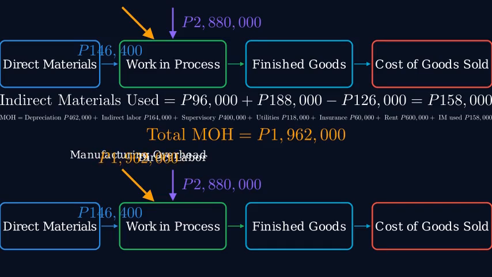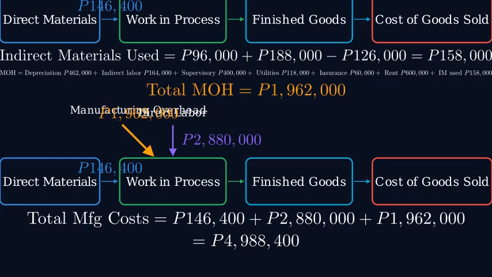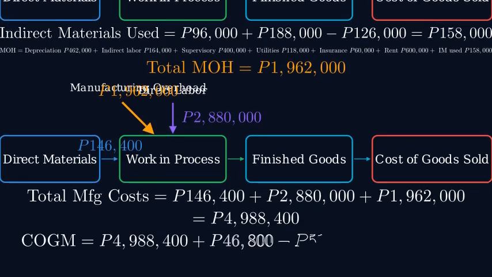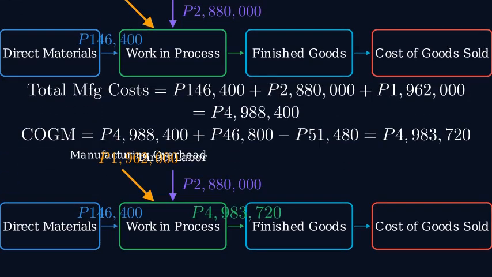Now, we add the three components in work in process. Total manufacturing costs equal direct materials used plus direct labor plus manufacturing overhead. That is 4,988,400 pesos. Next, we adjust for work in process inventories. Cost of goods manufactured equals total manufacturing costs plus beginning work in process minus ending work in process, which gives 4,983,720 pesos. We transfer this from work in process to finished goods.